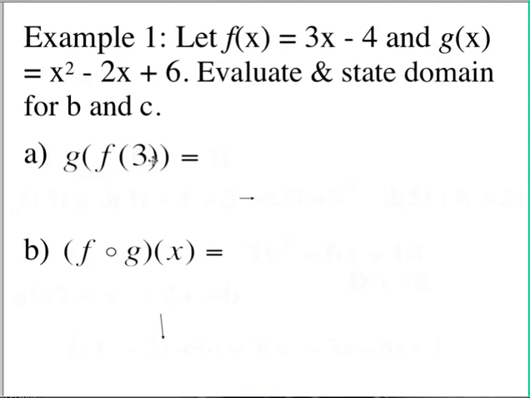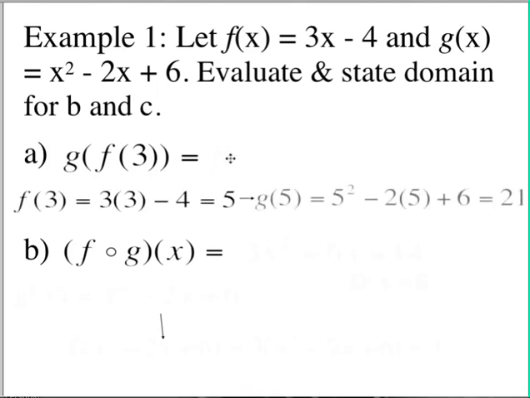Since I've got the parentheses, I'm going to work from the inside out. This means I'm going to take 3, plug it into the f function. Whatever my answer is, I'm going to plug that into the g function. So when I do that, f of 3 comes out to be 5, and I'll plug that 5 into the g function, and I get 21. So g of f of 3 equals 21.